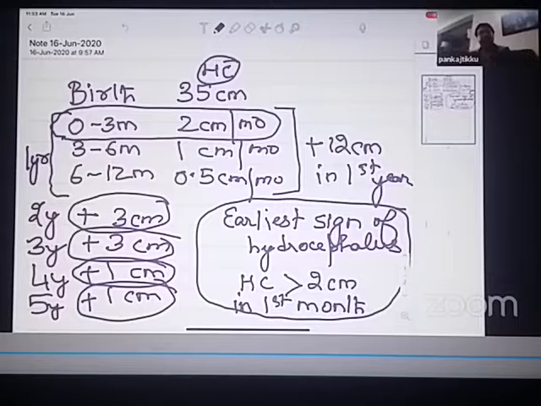What exactly is hydrocephalus? We'll discuss it in detail when we do neurology. But right now, please remember, and I'm sure you all know, hydrocephalus is a large head. And one of the earliest suggestive signs of a large head is head circumference growing faster than 2 centimeters in the first month.